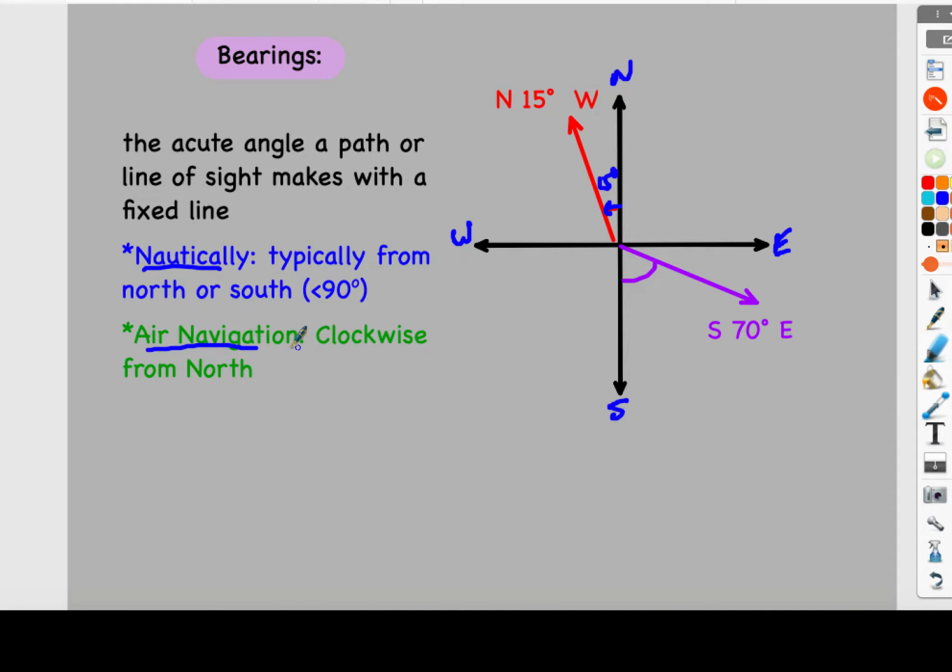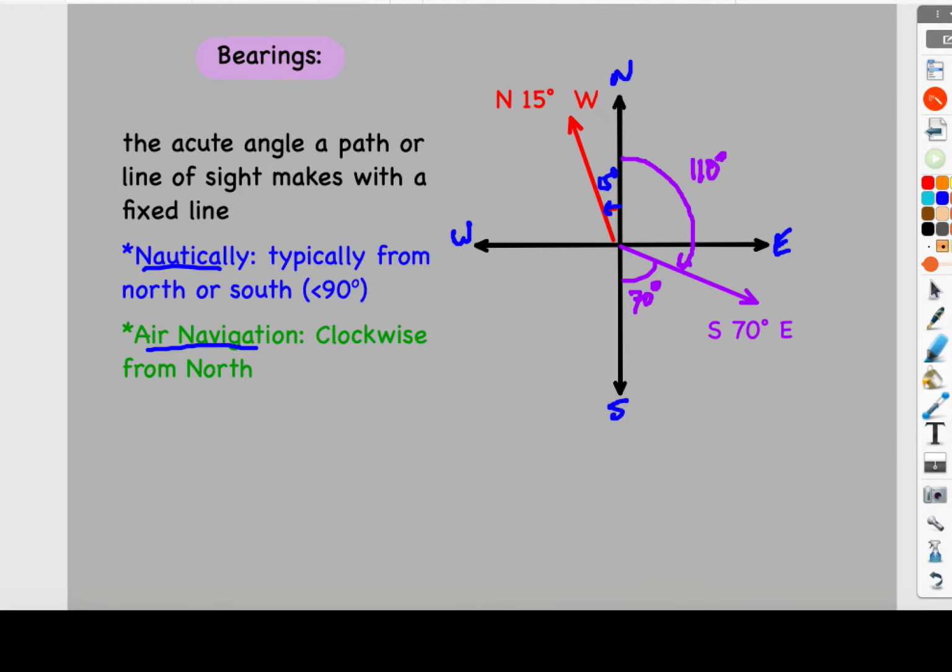Now, air navigation is a little bit different. We go clockwise from the north, right? Air navigation would go clockwise from the north. So if we were measuring this purple angle down here, and I'll have to draw it with a different colored line, we would measure it from the north all the way clockwise down to our side length here. So if this is 70 degrees down here, well, 180 degrees from north to south, a straight line, minus that 70, this would have just been a 110 degree bearing.